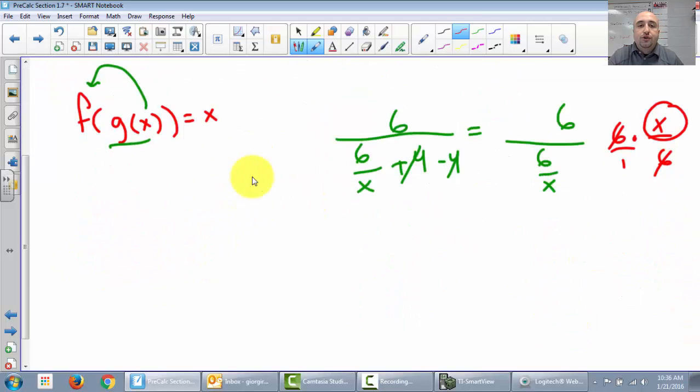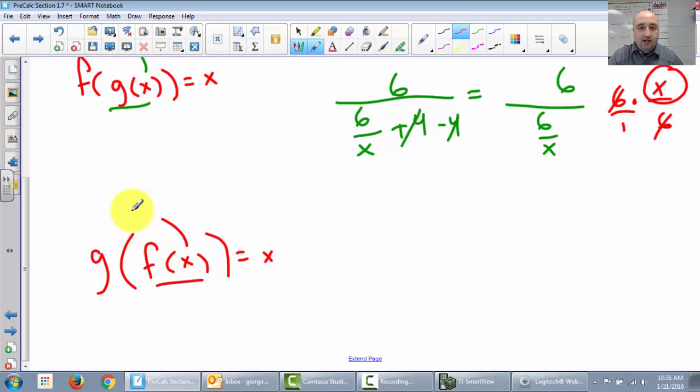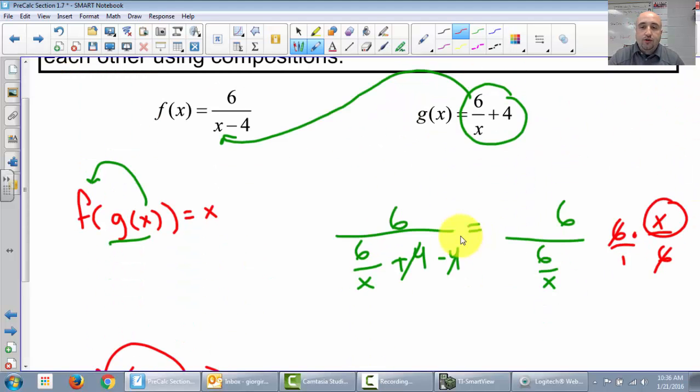What I want you to do is I want you to do the opposite. I want you to plug f into g and prove that it is equal to x. Okay, we'll do this in class at the end or at the beginning so we can all make sure that we're on the same page.